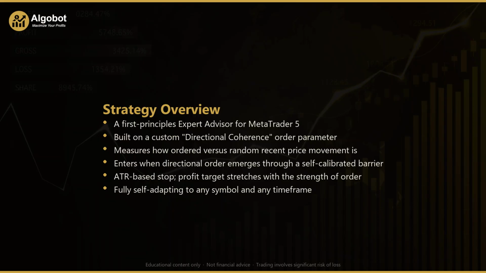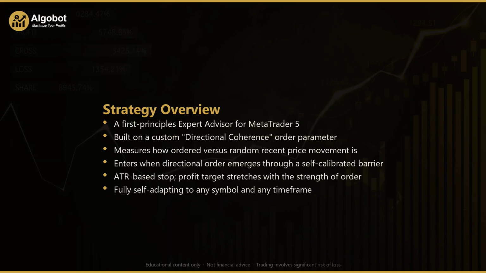From this, the strategy builds a single number it calls coherence, which sits between -1 and +1. Values near +1 mean strong directional order. Values near 0 mean no real structure. Values below 0 mean the market is chopping back and forth. The key insight is that markets breathe between order and disorder.